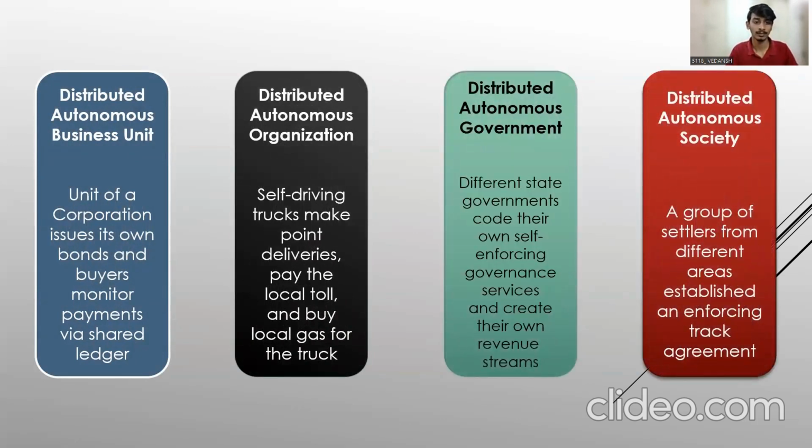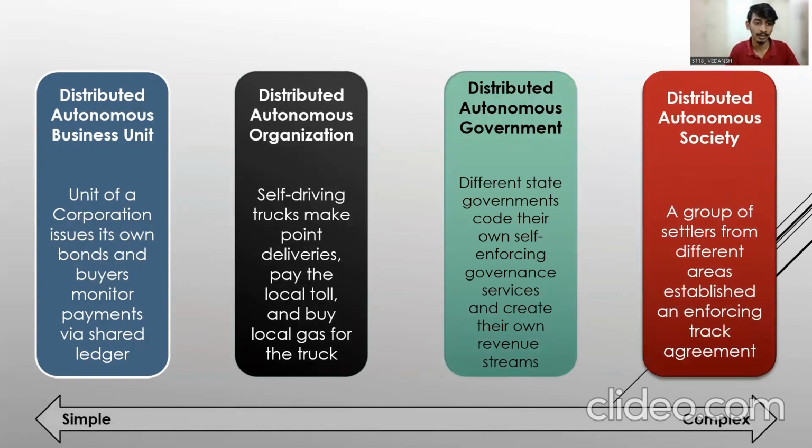Followed by that, we have the distributed autonomous business unit, where a unit of a cooperative issues its own bonds and buyers monitor payments via a shared ledger. Then, as we saw, distributed autonomous organizations (DAOs) are used in this application, where self-driving trucks make point deliveries, pay the local toll, and buy local gas for the truck.